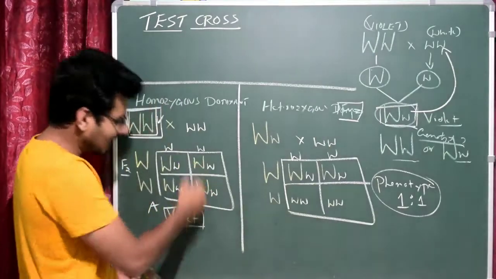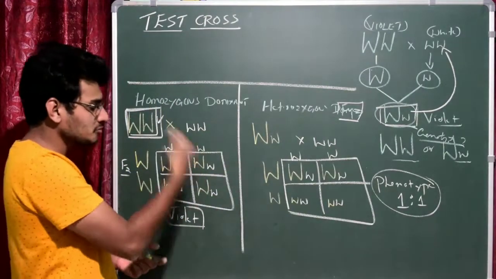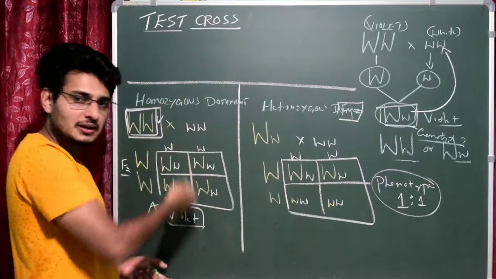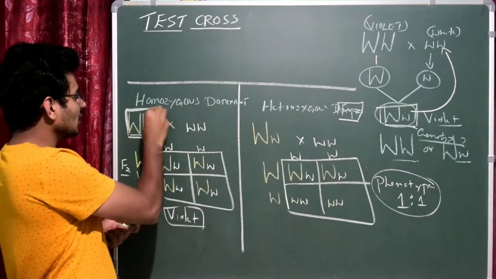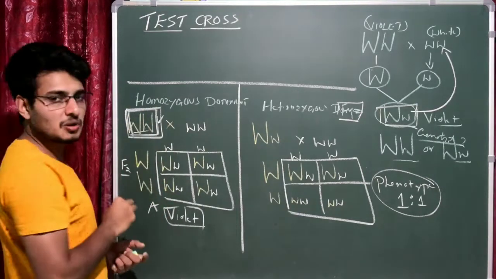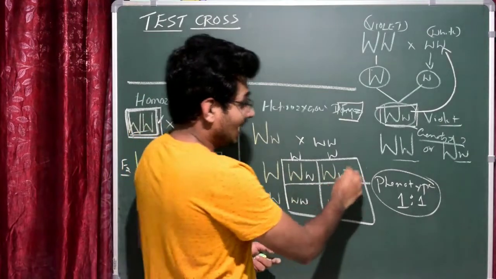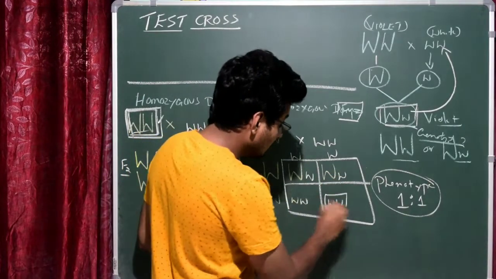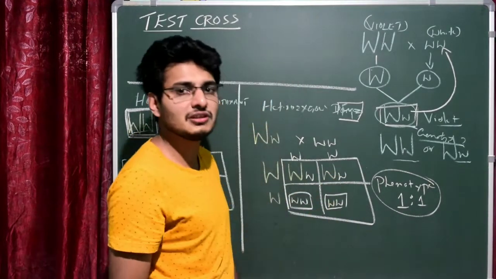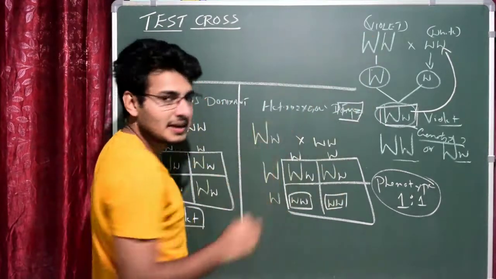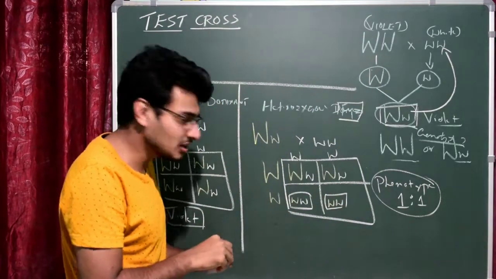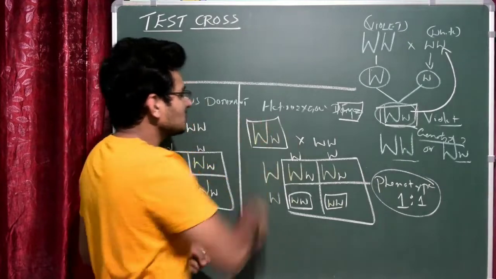Here you don't get it because all the flowers or offsprings are violet, that is dominant. So that means we can come to the conclusion that this is homozygous WW. In this case, as we got recessive, we got exactly 50% of the recessive, same as the parent. That means we can come to the conclusion that yes, this is heterozygous.